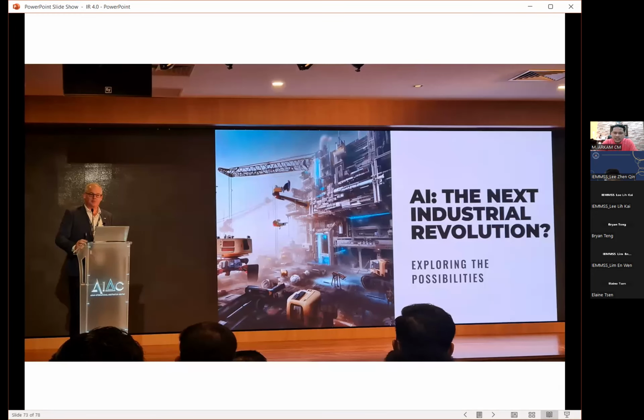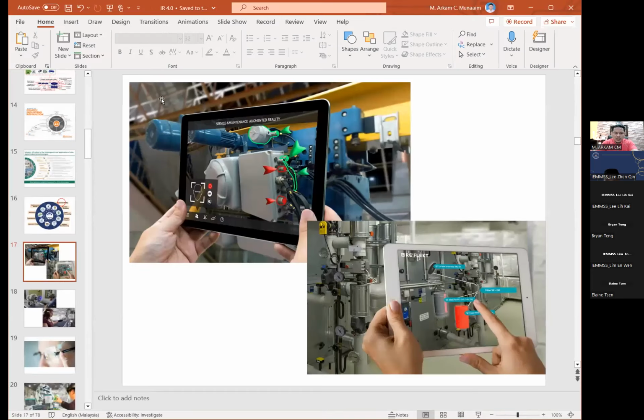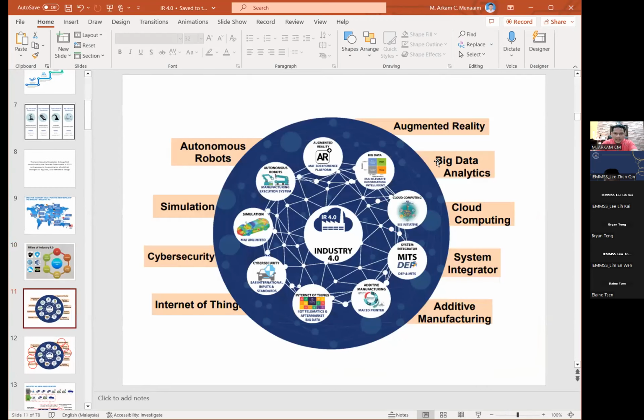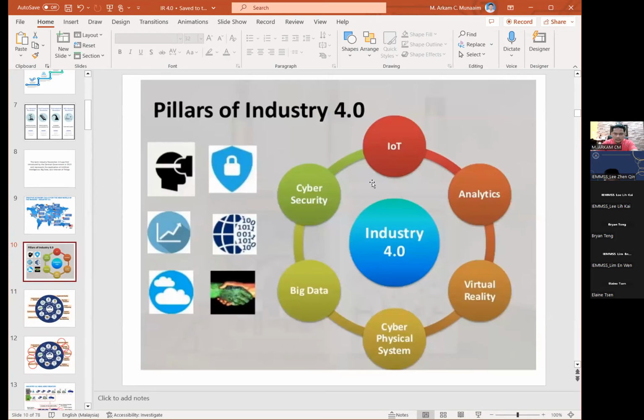So I personally took these pictures 2 weeks ago when I went to a conference in Kuala Lumpur. We're talking about AI now. Even though AI is part of the industrial revolution, that's why I'm saying AI itself has now become a champion in the way it has evolved. Even AI, you can see here, AI is already here.